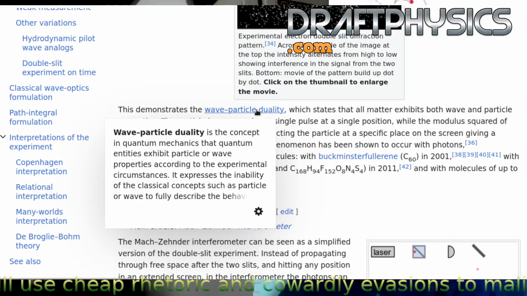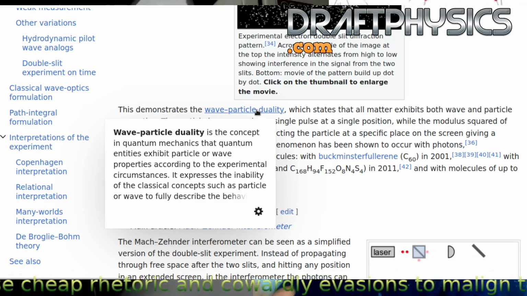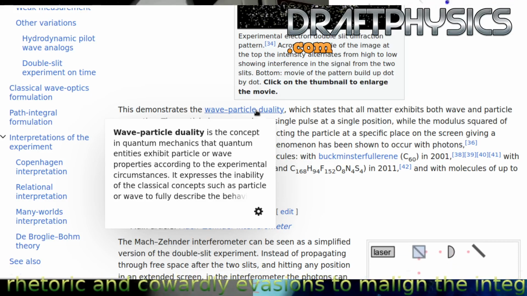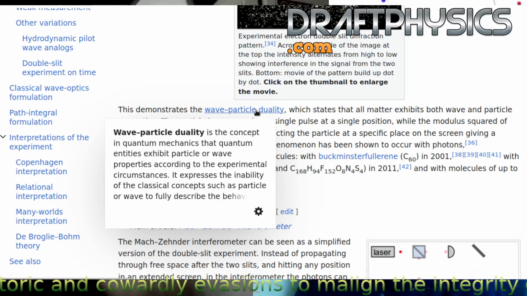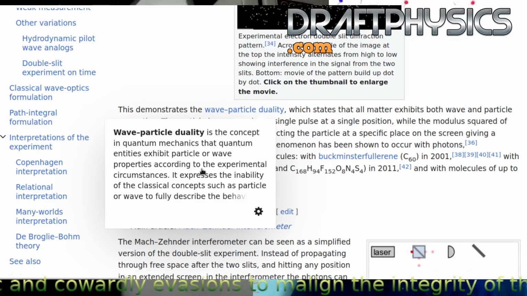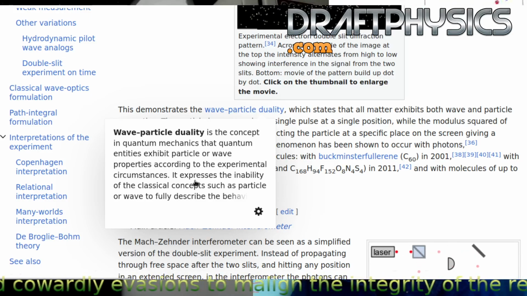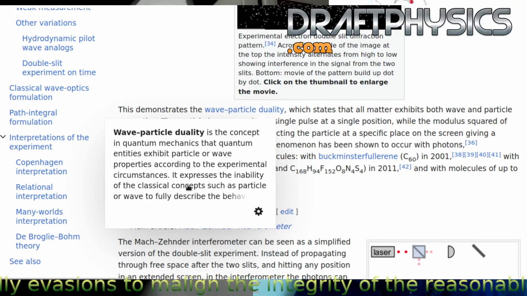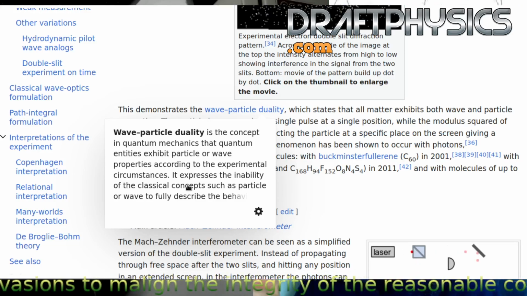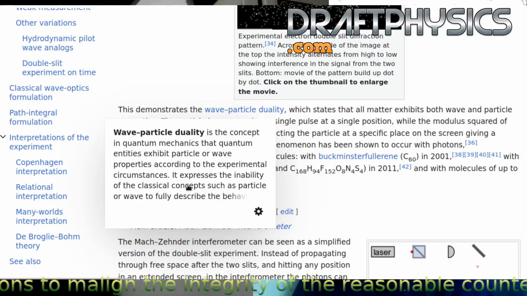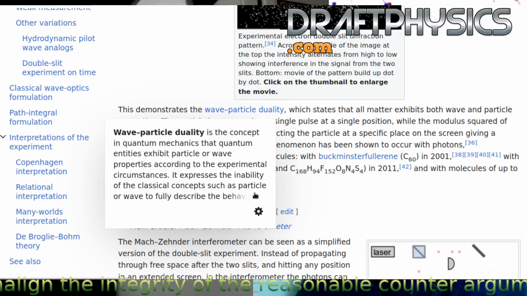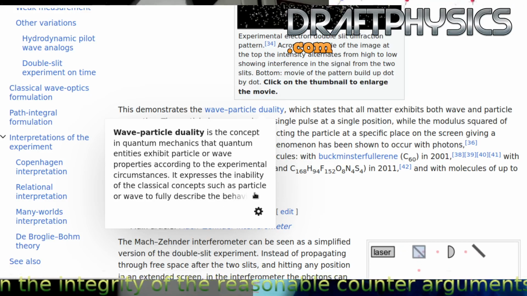Somehow the most fundamental properties of the behavior of the physical entities in the universe change based on what kind of experiment I'm doing? I mean, come on, too ridiculous. It expresses the inability of the classical concept. So this is more lies, where they insult everybody who wasn't a physicist, such as particle or wave, to fully describe behavior. Well, yes, because you're thinking about it wrong.